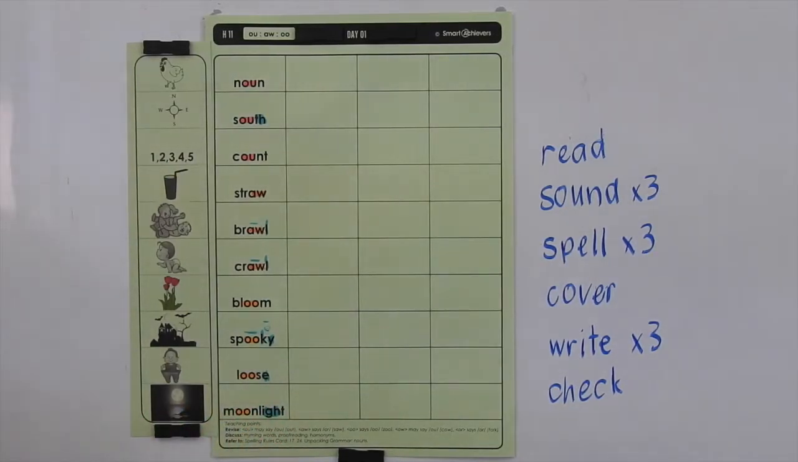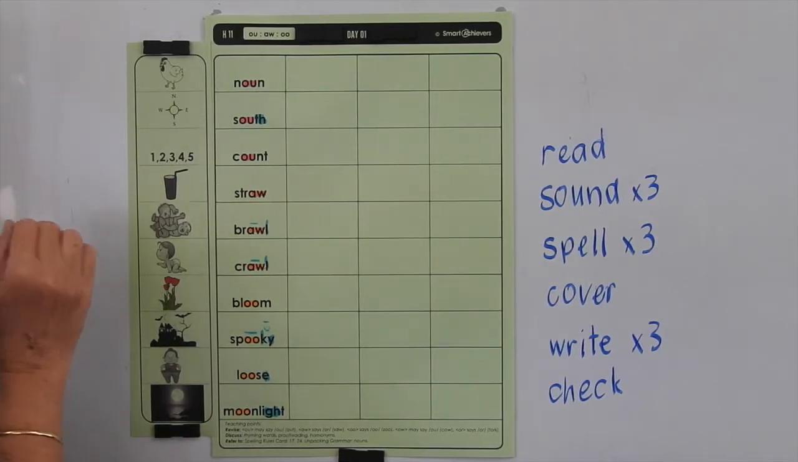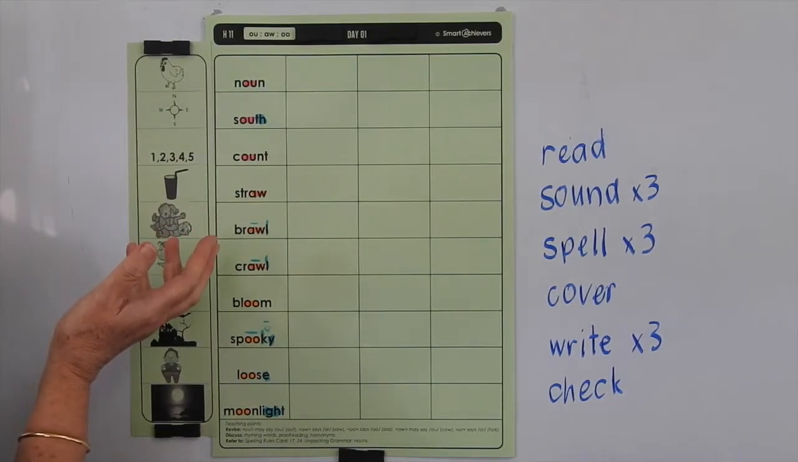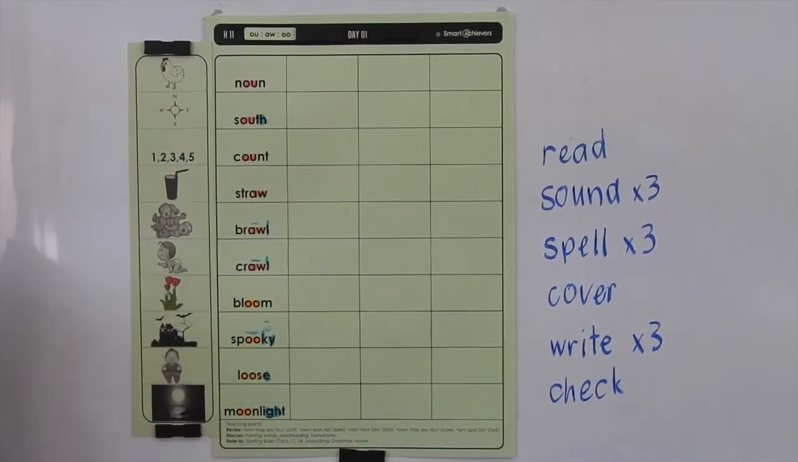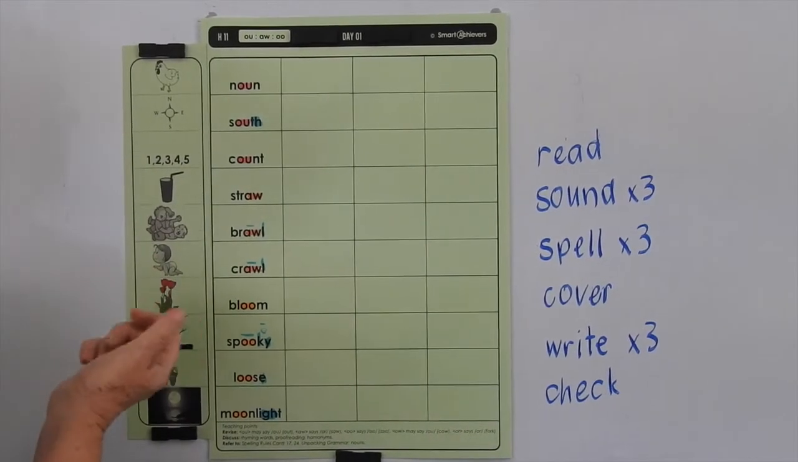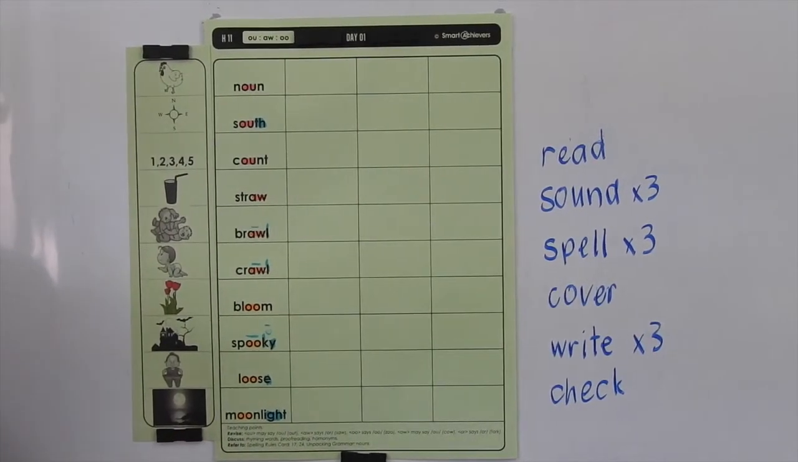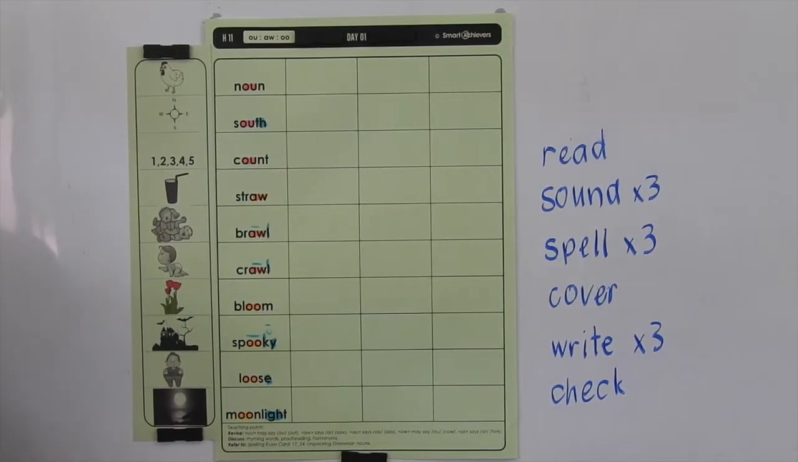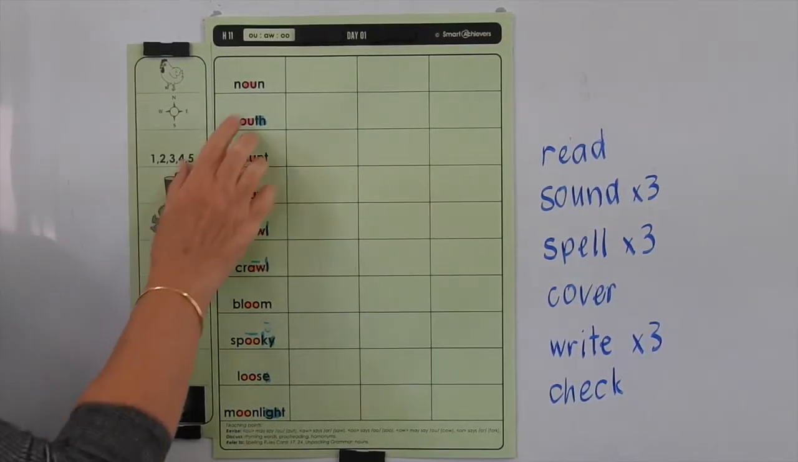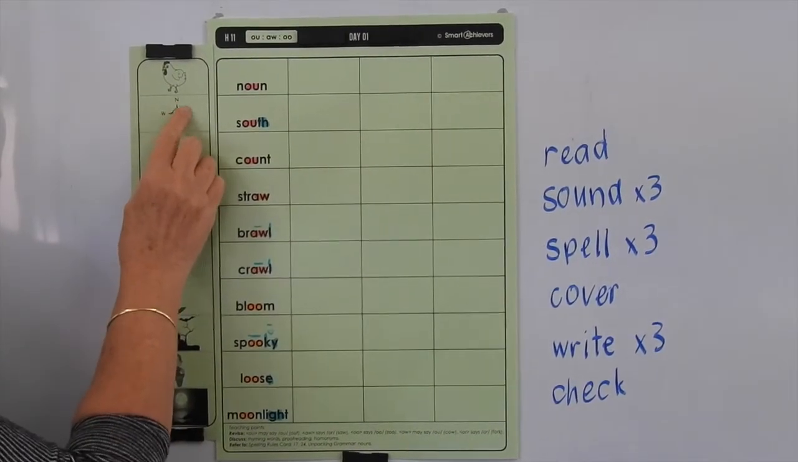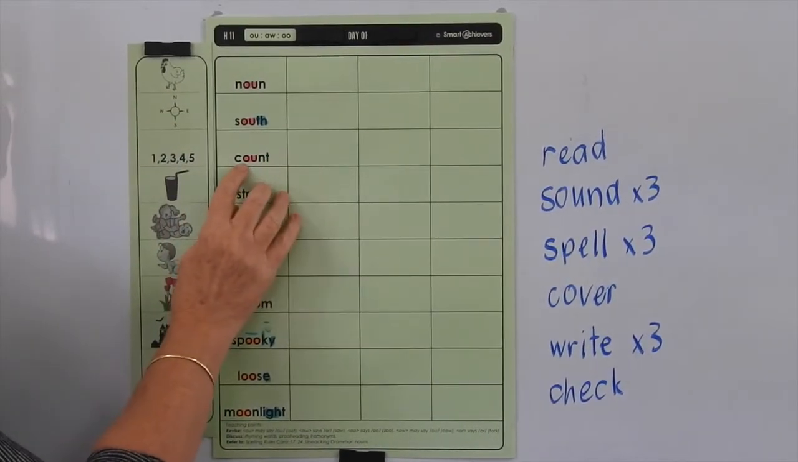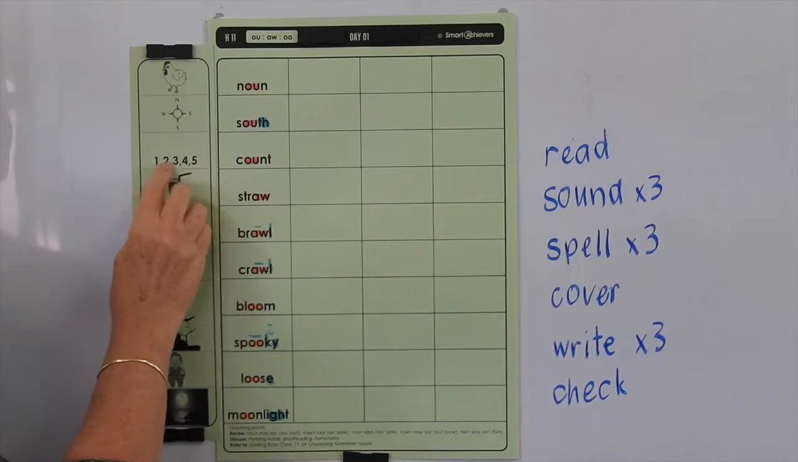All right, let's look at the meanings of these words. So a noun is a word that we would use that tells us the name of a person, a place, or a thing, or an idea or a thought. So a hen could be a noun because it's a thing. A dog, a person can be a noun. We can use their name. It's anything really that names something, names a thing. South is a direction that we may follow when we're going somewhere. Count is where we can count using numbers.